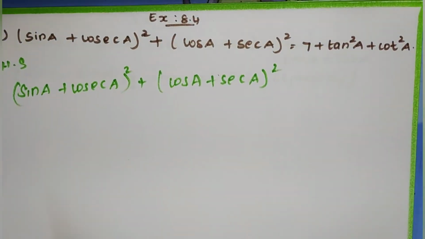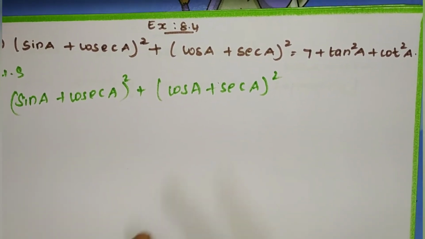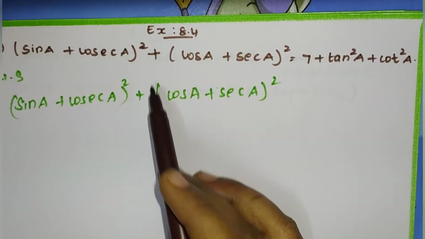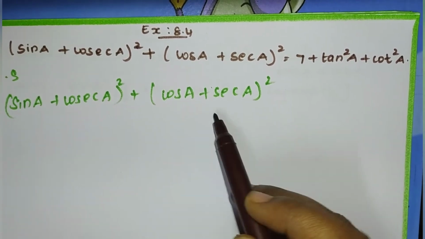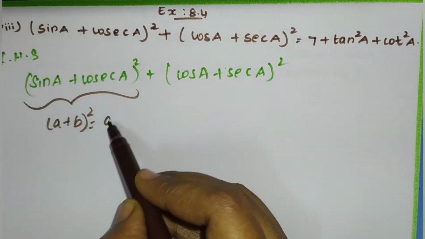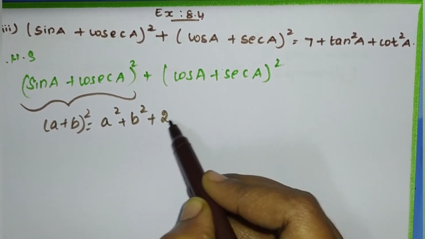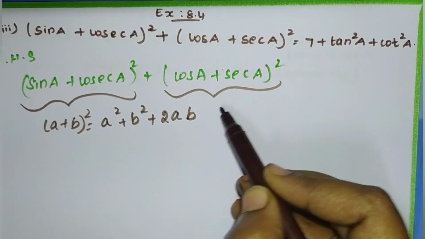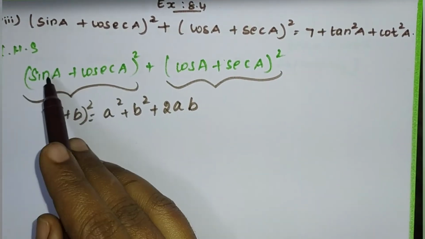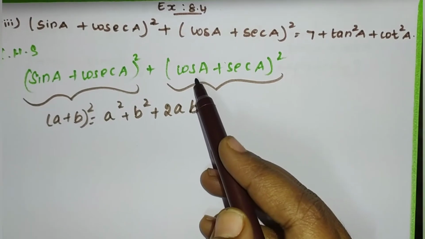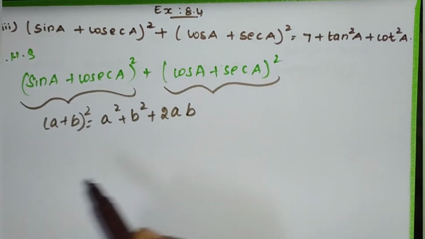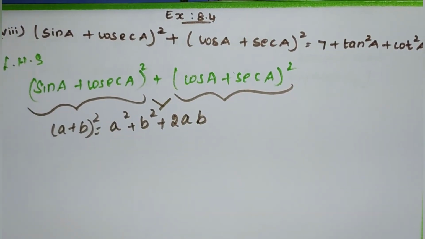First, write the formula. Which formula can we apply here? We can apply the algebraic identity (A + B) the whole square, and here also we can apply the (A + B) whole square formula. So I am going to apply it: A square plus B square plus 2AB. The same formula I am going to apply for this also. Clear? So what is the value of A here? A is sin A, B is cosecant A. Here A is cos A, and B is secant A. For both I am going to apply this formula.